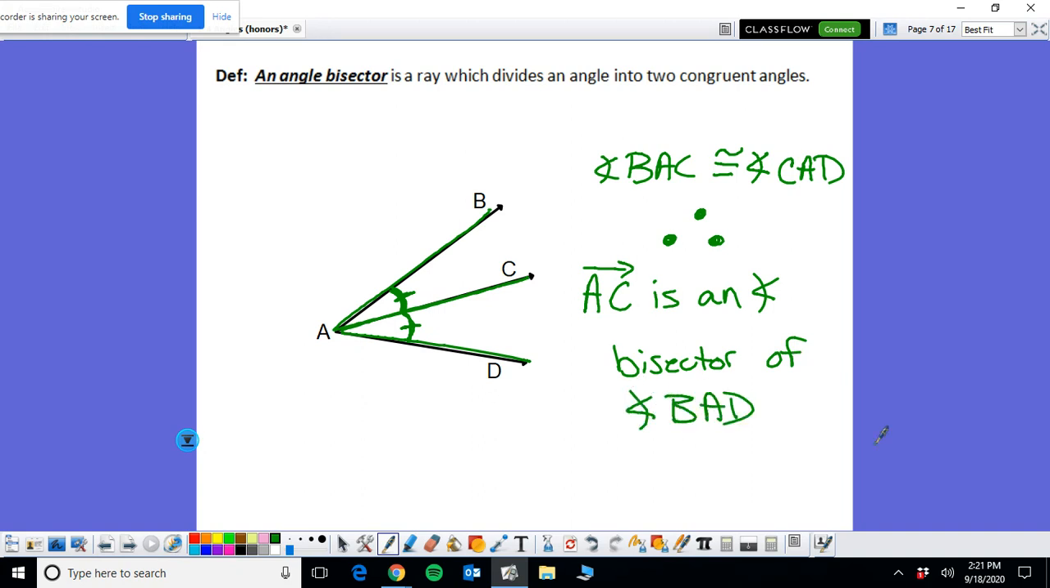So I want to kind of go back through that again. I would maybe ask a question like this. Is ray AC an angle bisector of angle BAD? And here's what you'd say. You'd say, well, yes, because this angle is congruent to this angle. We know that ray AC is an angle bisector. So you can't say that this is an angle bisector unless you know these two angles are congruent.